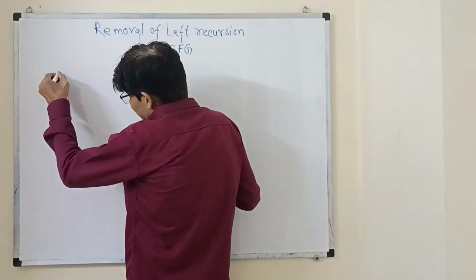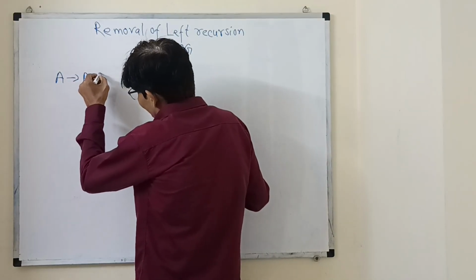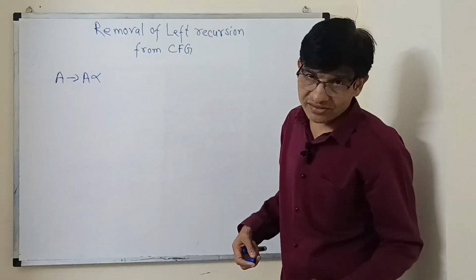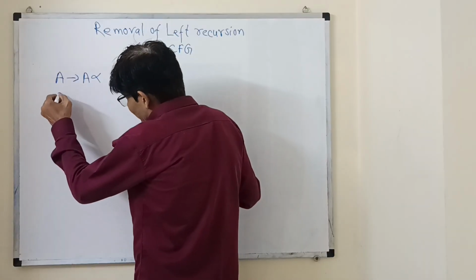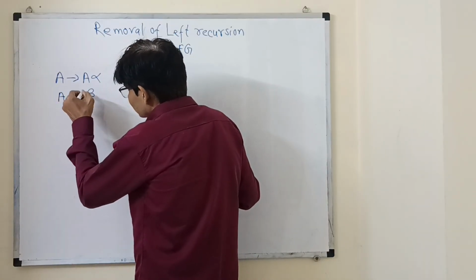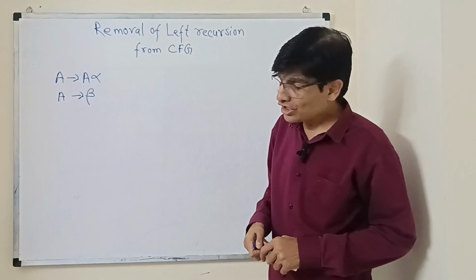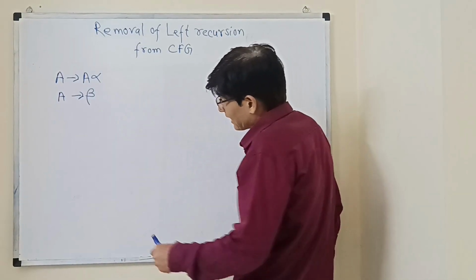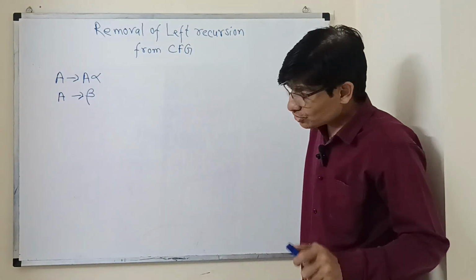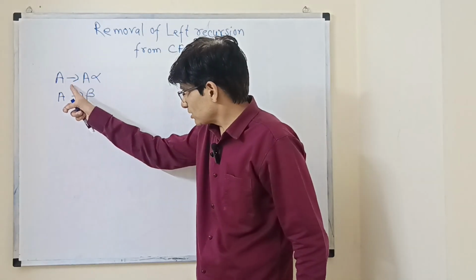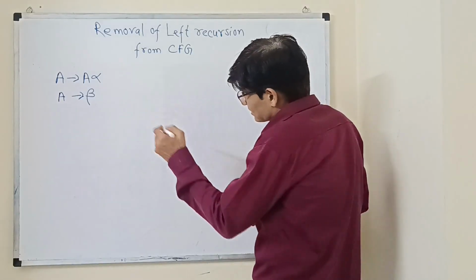Suppose the productions of some grammar are like this: A gives A alpha, which is a left recursive production. And there are some productions of A again, which are non-recursive productions. We can consider them as A gives beta. Now we are having these two types of production, a left recursive production and a non-recursive production. So now we need to convert this particular recursion into right recursion. How to convert this left recursion into right recursion?